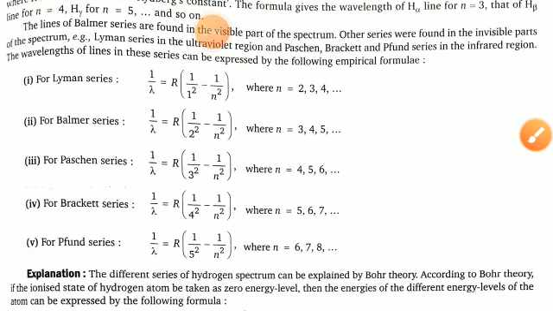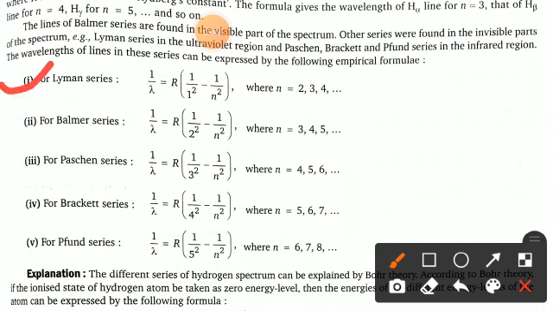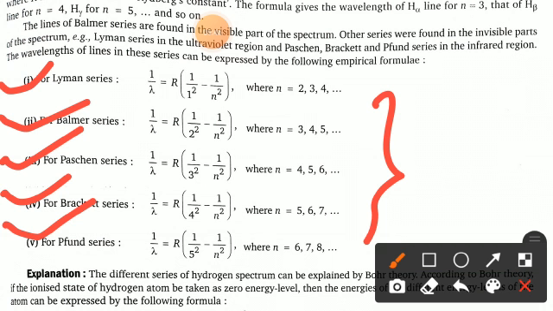Here you can see a few lines for the Lyman series, Balmer series, Paschen, Brackett and Pfund. You already read this in chemistry, so I am not going very deep. You just have to remember the formula and the values. Clear? For the Lyman series, you take n equals 1. For the Balmer series it is 2, for the Paschen 3, for the Brackett 4 and for the Pfund 5. Clear?